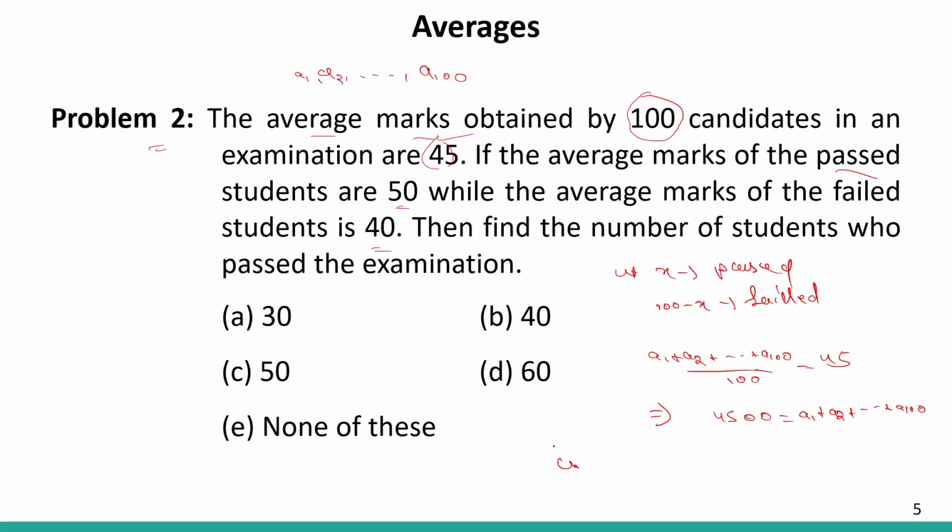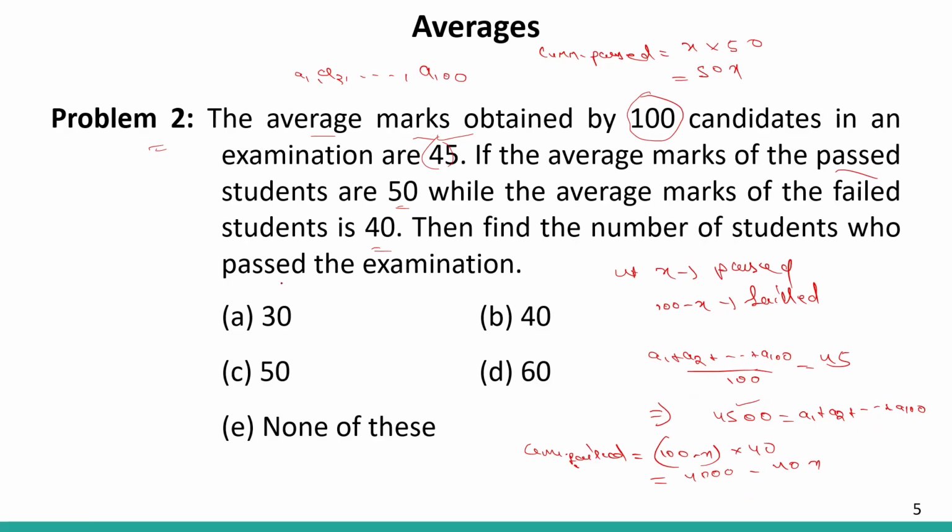So cumulative pass is equal to what? Since x number of students passed, so x into 50, that is equal to 50x. And cumulative sum of failed students is equal to what? So cumulative of failed is equal to (100 minus x) into 40, right? So this is equal to 4000 minus 40x.